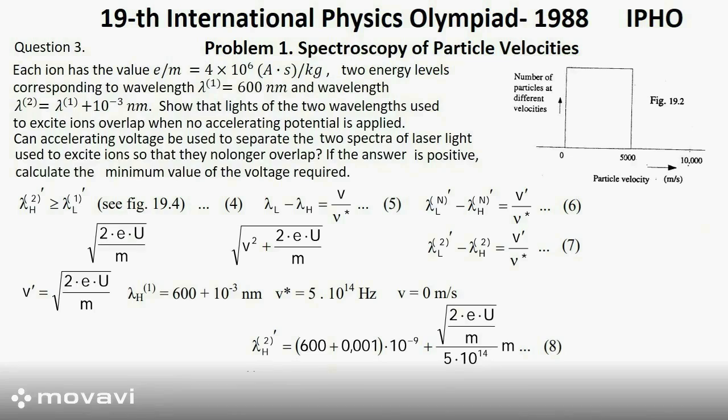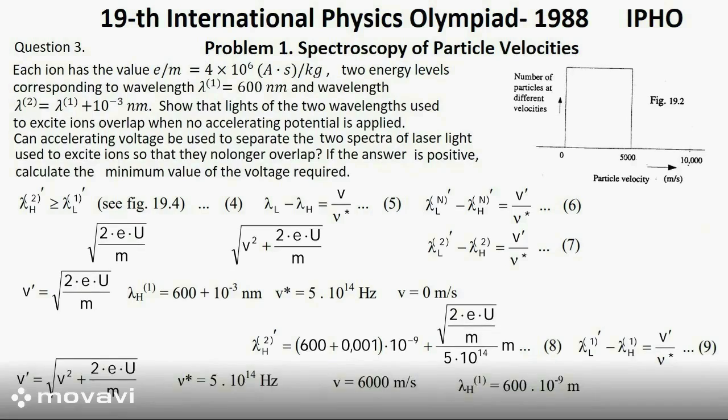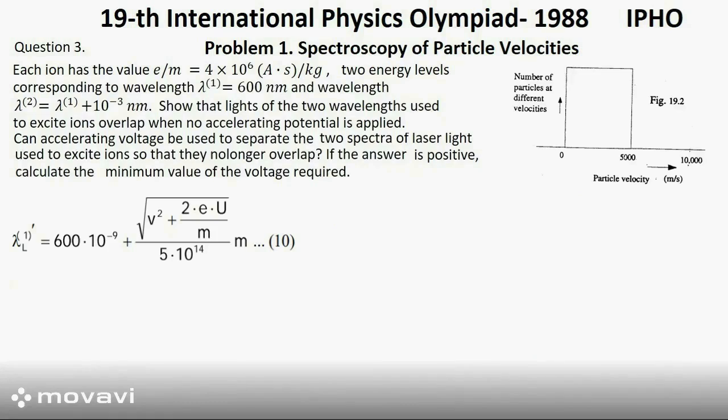Expression 8. Considering the first energy level of the ion, lambda L1 prime minus lambda h1 equals v prime over v star. Expression 9. In this case v prime equals the square root of v squared plus 2eU over m, v star equals 5 times 10 to the power 14 Hz, v equals 6000 meters per second, lambda h1 equals 600 times 10 to the power negative 9, and lambda L1 prime equals 600 times 10 to the power negative 9 plus the square root of 2eU over m divided by 5 times 10 to the power 14, in meters.